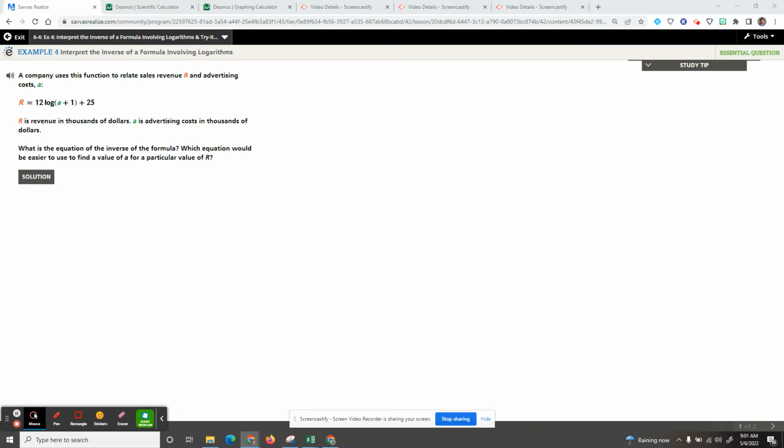And then which equation would be easier to use to find a value of A for a particular value of R? So meaning we're substituting R into the formula and we're solving for A. So obviously you'd want A to be by itself if you know R and you're solving for A. So that's the whole point. If you have this function, it'd be easier to use the function that's solved for A. So we want the inverse.